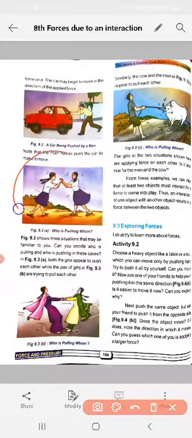In this figure, the second figure, two girls are playing. We can infer from the figure that both are pushing each other. So it is a game in which both are pushing each other. We can see from the figure.